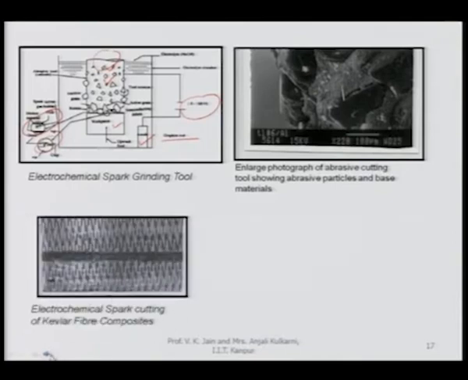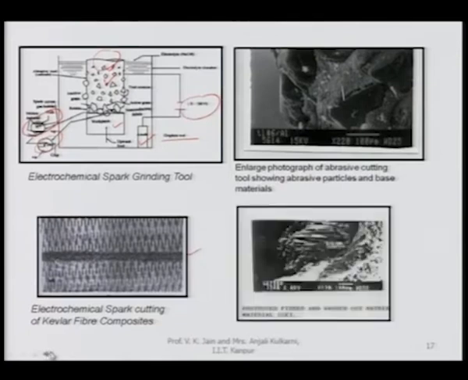Electrochemical spark cutting of Kevlar fiber composite. This particular process is basically used for electrically non-conducting material, and Kevlar fiber composite is also electrically non-conducting. So, you can see this electrochemical spark machining has been used for cutting the Kevlar fiber as shown over here.